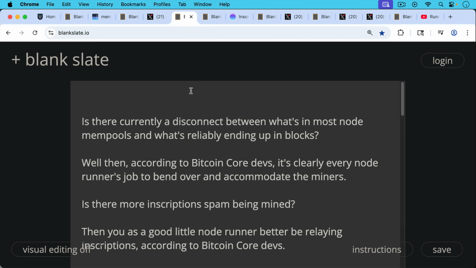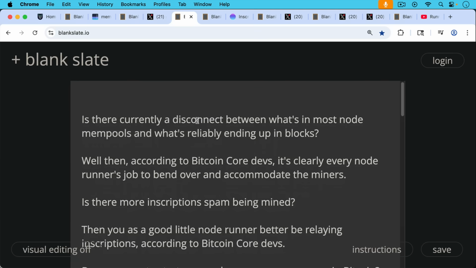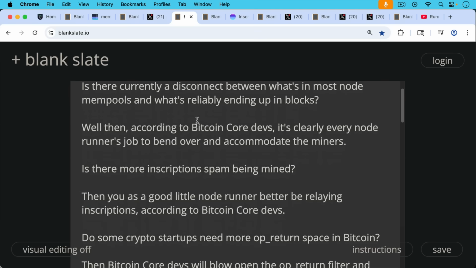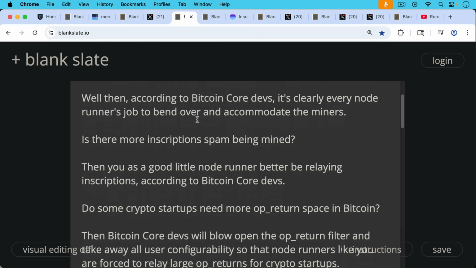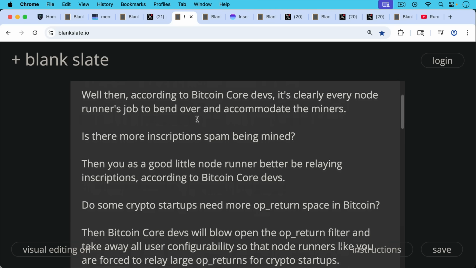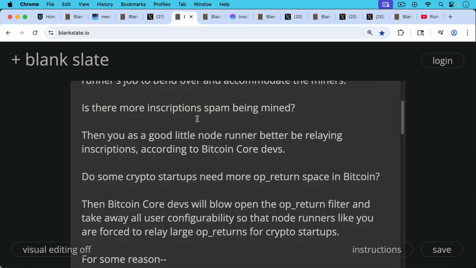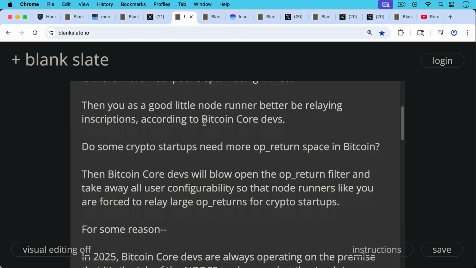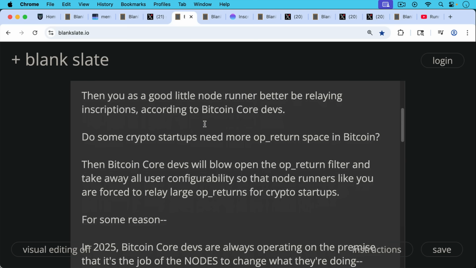Is there currently a disconnect between what's in most node mempools and what's reliably ending up in blocks? Well, then, according to Bitcoin Core devs like Gloria, it's clearly every node runner's job to bend over and accommodate the miners. Is there more inscription spam being mined? Then you, as a good little node runner, better be relaying inscriptions, according to Bitcoin Core devs. Do some crypto startups need more opportune space in Bitcoin? Then Bitcoin Core devs will just blow open the opportune filter and take away all user configurability so that node runners like you and me are forced to relay large opportunes for crypto startups.